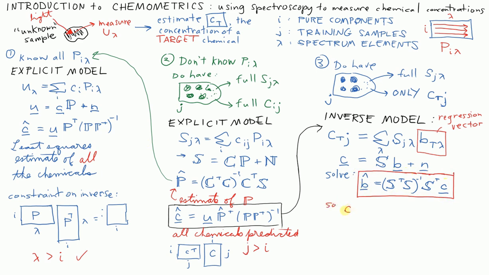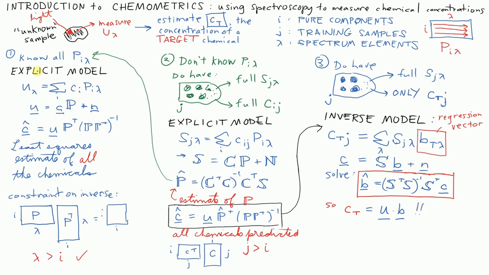So if I want to figure out what the concentration of glucose is in my unknown sample, what I do is I take its measured spectrum U, and I take the dot product with this regression vector B. That's the relationship that we saw here. Multiply the spectrum by this regression vector. And that becomes my estimate. So I'll give an exclamation point or two to that to say that's pretty powerful.